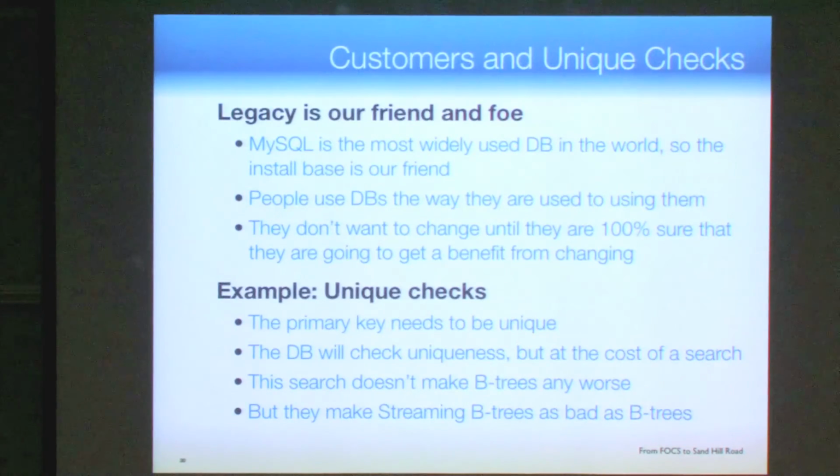Turning uniqueness on doesn't make B-trees any worse, but it makes streaming B-trees as bad as B-trees. If you tell this to a customer, they say, "You do really, really badly with unique checks on," and you say, "We do as badly as you do now." They don't want to hear this message.